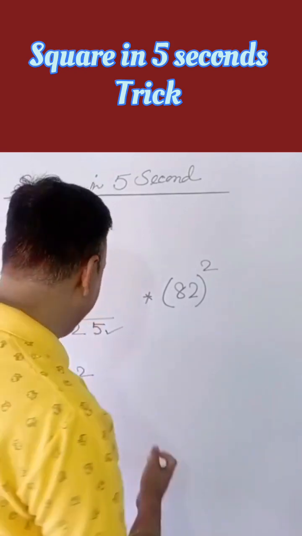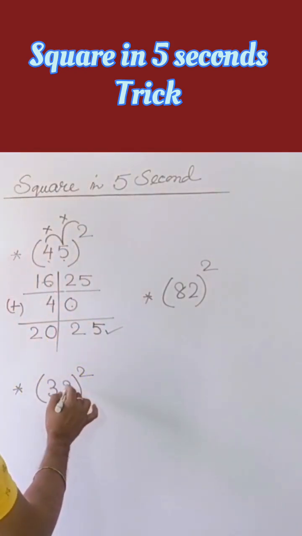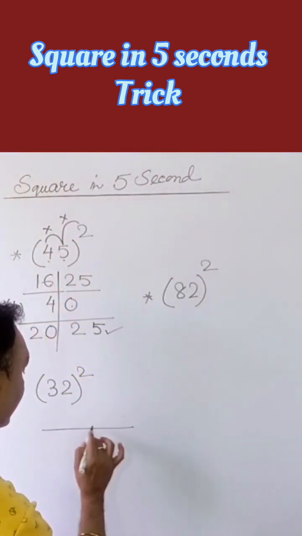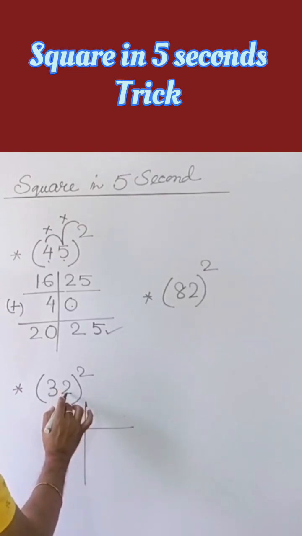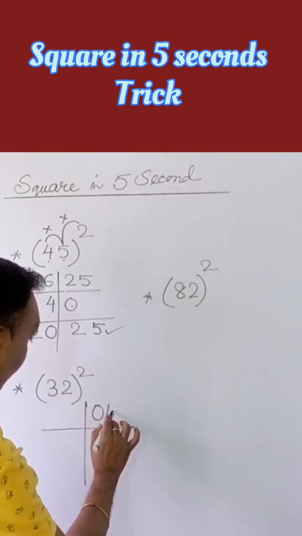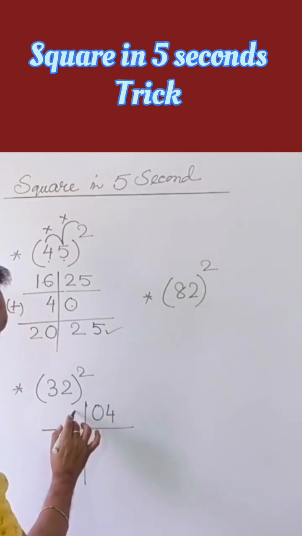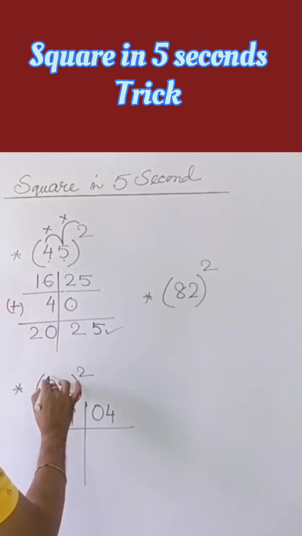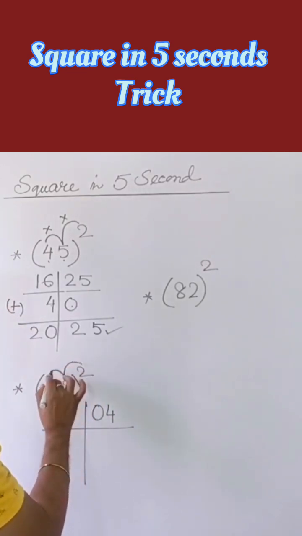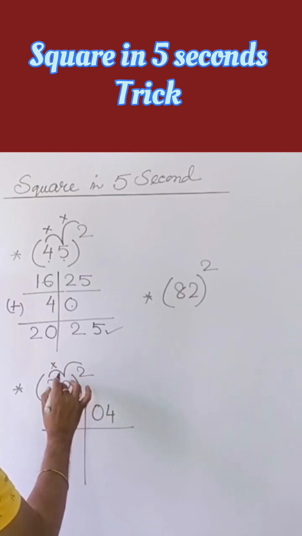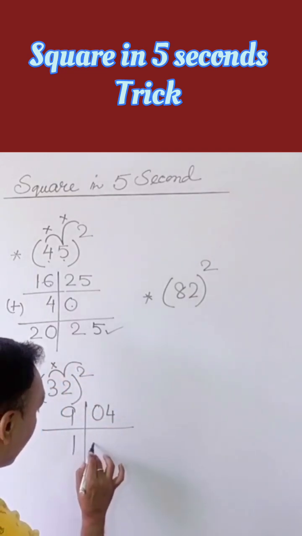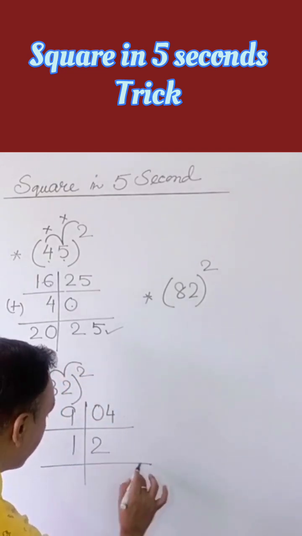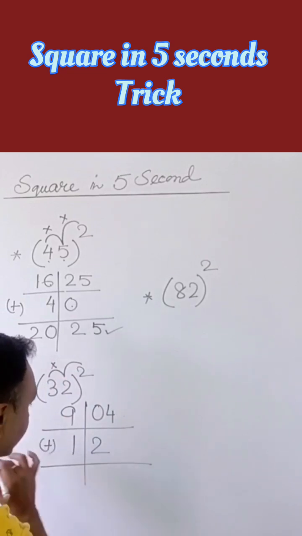I hope it's clear. Now the second one, you have to find 32 square. So here we have to take the square of 2, that is 04. Square of 3 is 9. Now I'm going to multiply all these three numbers. 3 twos are 6, 6 twos are 12. 12 I'll write below in this pattern. Now I'm going to add further.